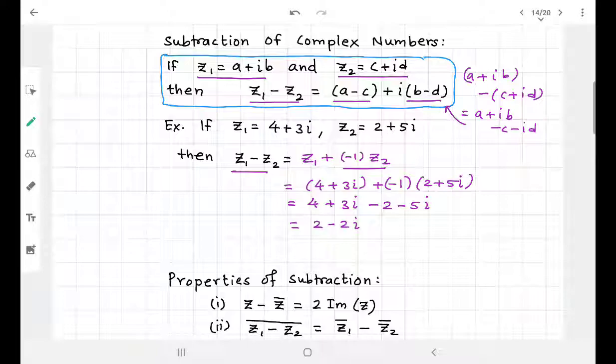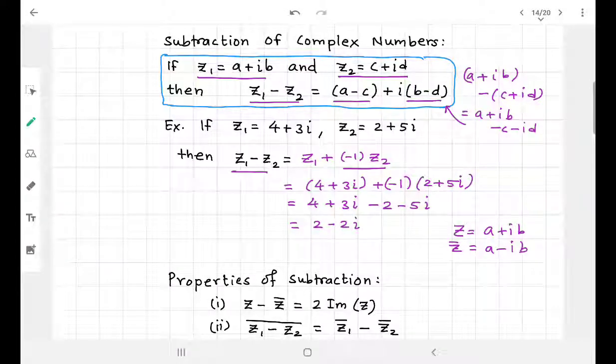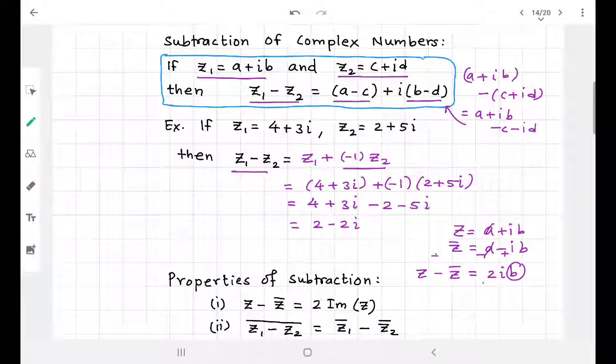Now here we see some properties of subtraction. Let's say, for example, I take z is equal to a plus iota b, so z bar will be equal to a minus iota b. What will happen if I subtract z minus z bar? Here there is a minus, here a plus, so a will get cancelled and we get twice iota b. So guys, z minus z bar is equal to twice iota into the imaginary part. Okay, there is a mistake, I need to correct it. It is twice iota into the imaginary part of z. z minus z bar is equal to twice iota imaginary part of z.